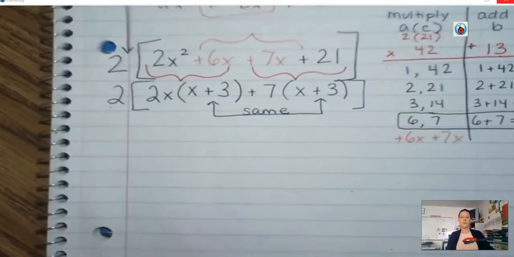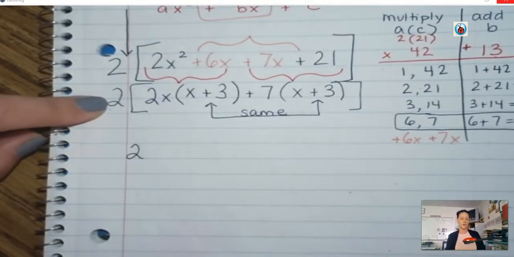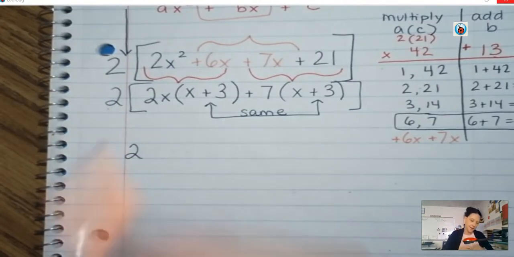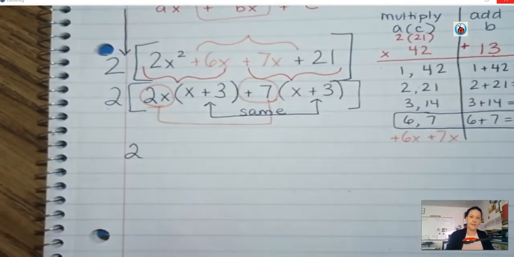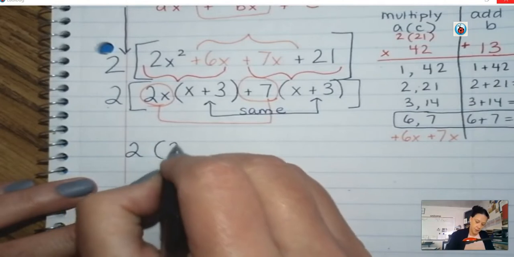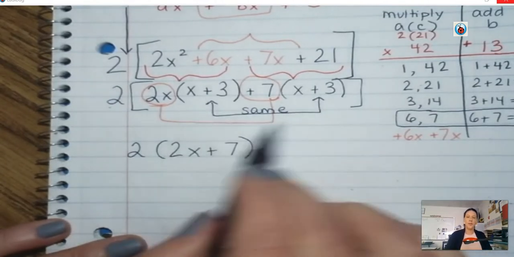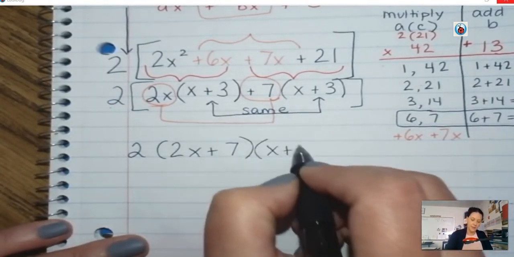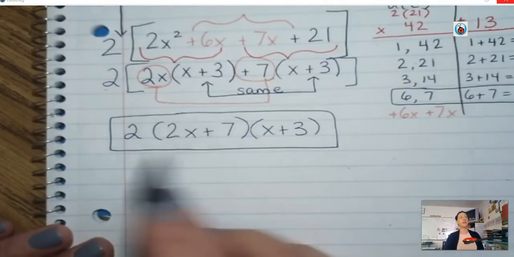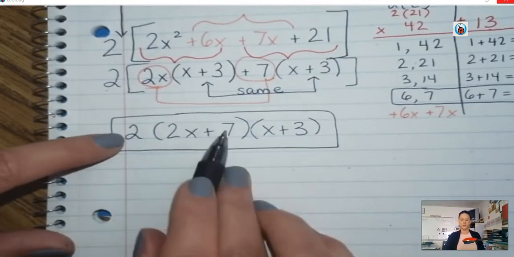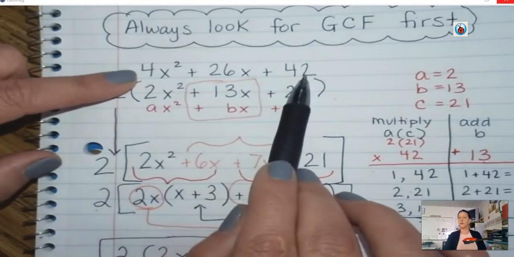Okay, the final step now. So 2 is a factor, so just bring down your 2 because that's one of your factors. The next factor is going to be this 2x and this positive 7. 2x plus 7. And then the one that got repeated is also a factor, that x plus 3. Those are your 3 factors. If I multiply these 3 factors together, so if I do distributive property and then I do FOIL, I'll end up at 4x squared plus 26x plus 42.